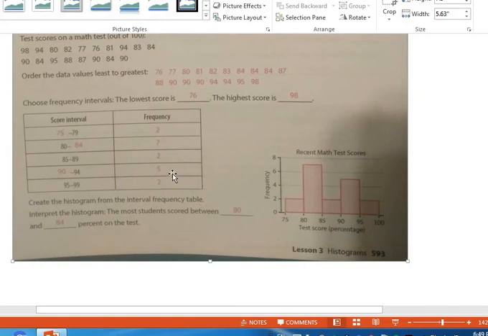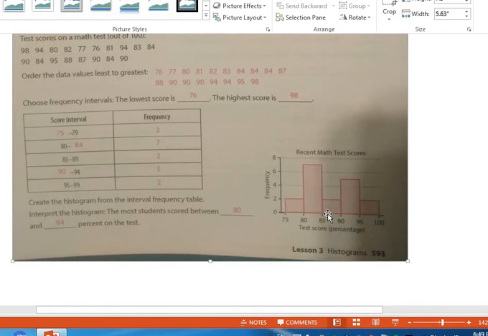Create the histogram from the interval frequency table. Interpret the histogram. How can I draw it? I just draw the histogram by drawing the bars here. They are beside each other. Here it's called the histogram. It's different from the bar graph. In the bar graph, there is a space between the bars, but in the histogram, they are beside each other.